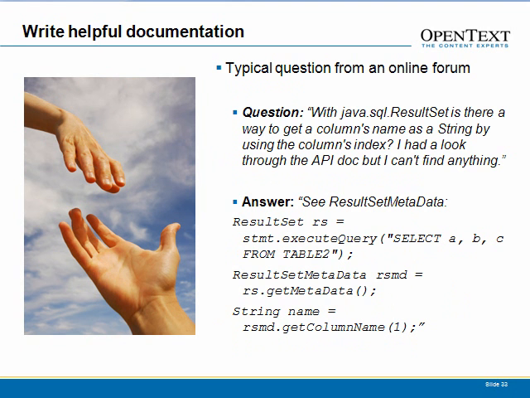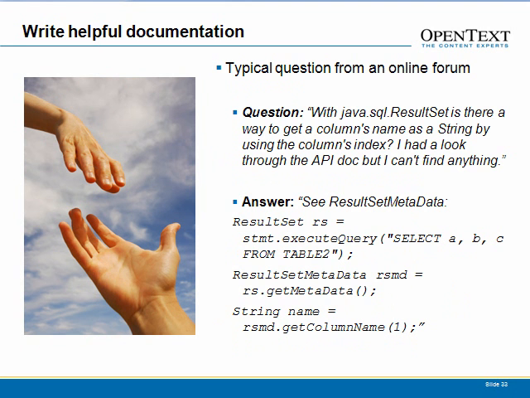And if you look at that, the question is very simple. It says, well, I am using the Java SQL ResultSet class, and I want to display the column name using the column index. I looked at the class, I cannot find the method. So he asked the question on the forum, how can I do it? And the response comes back and says, well, see ResultSetMetaData, meaning, no, it's not in ResultSet, it's in ResultSetMetaData, and it has 3 lines of code to actually show how you do it.